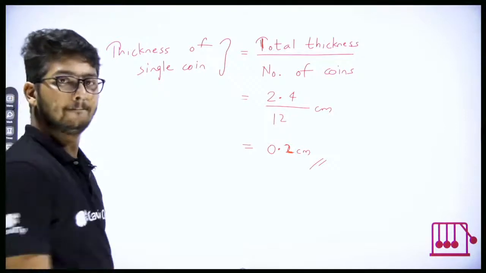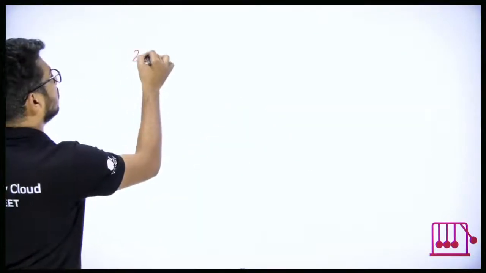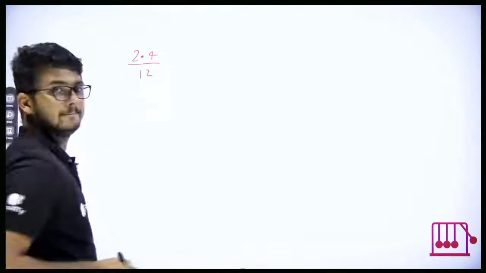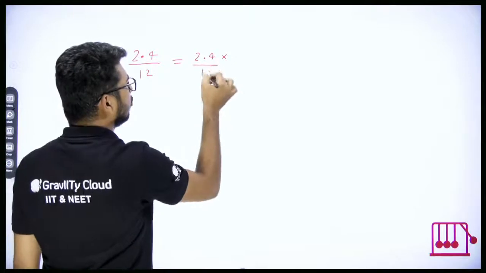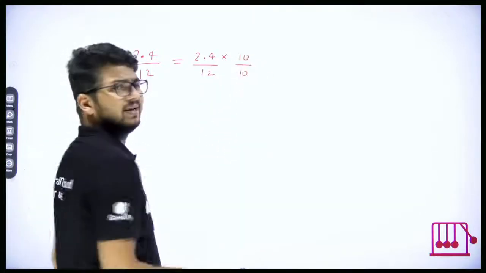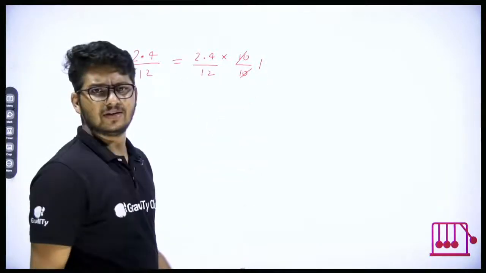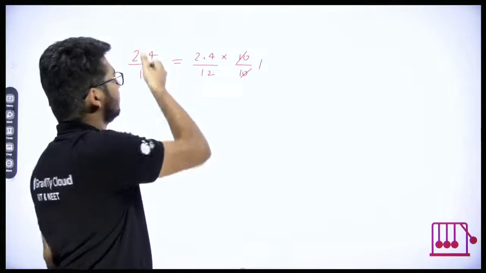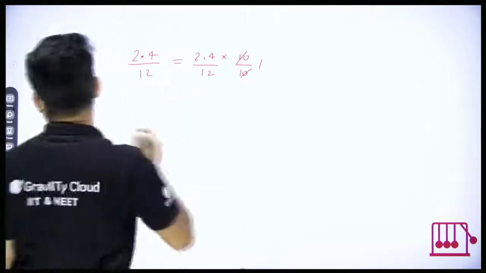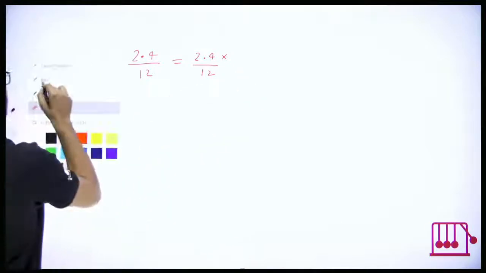Sir, how do we do the calculation? That also I'll show it to you. 2.4 by 12. Can I write this as 2.4 by 12 into 10 by 10? What is 10 by 10? 1. You can multiply anything with 1. Nothing happens. It will be the same. 2.4 by 12 into 1 is 2.4 by 12. So I'm just multiplying with 10 by 10. Now see the miracle.